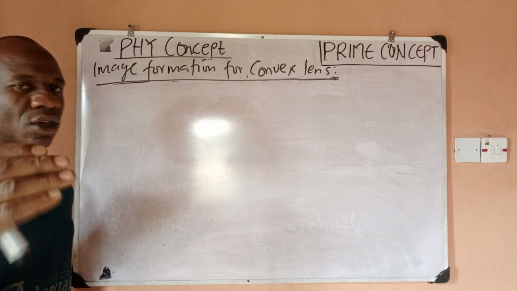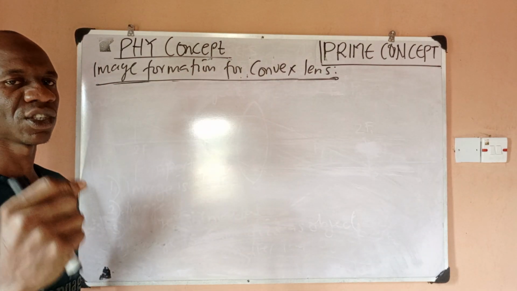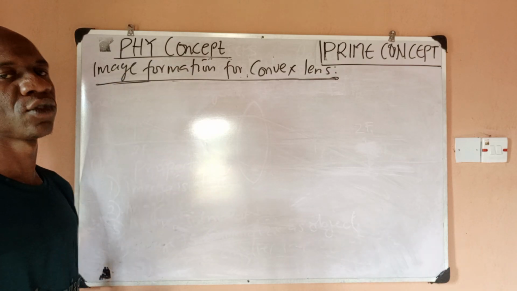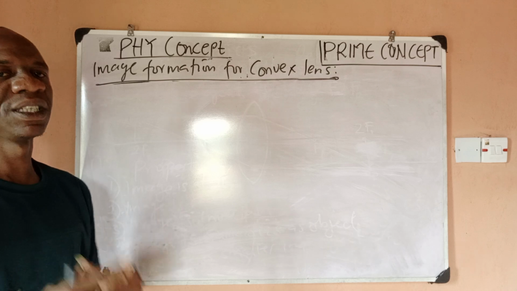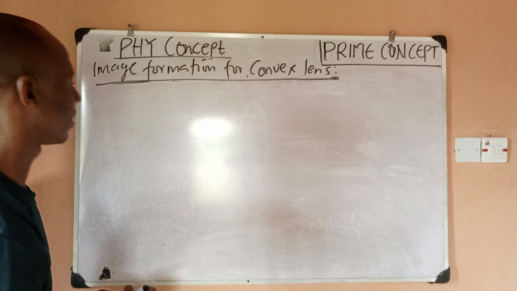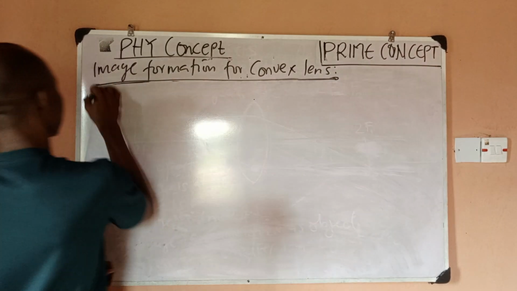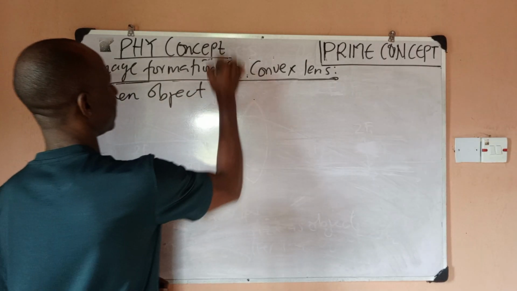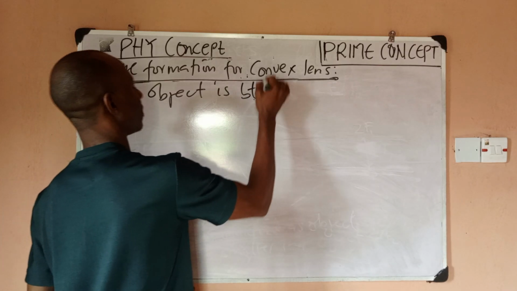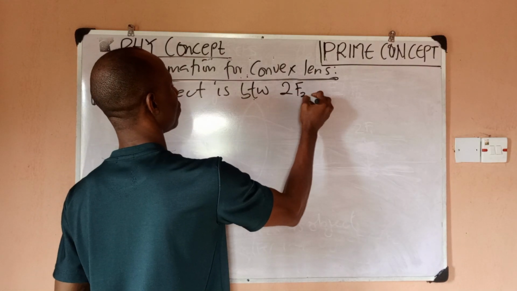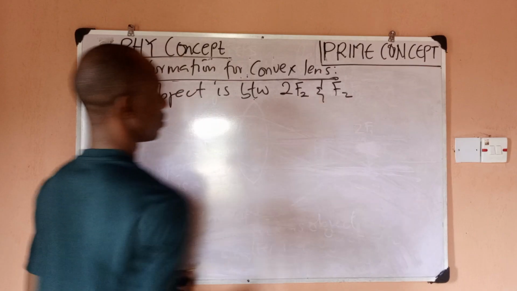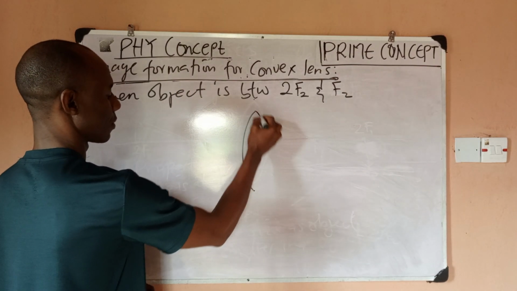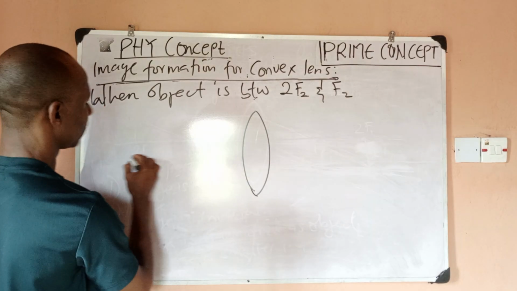In this video, we want to consider a different object position when we bring our object between 2f2 and f2. Where will the image be formed, and what will be the nature and the properties of this image that is formed? So let's see. When the object is between 2f2 and f2, right? So we have this.